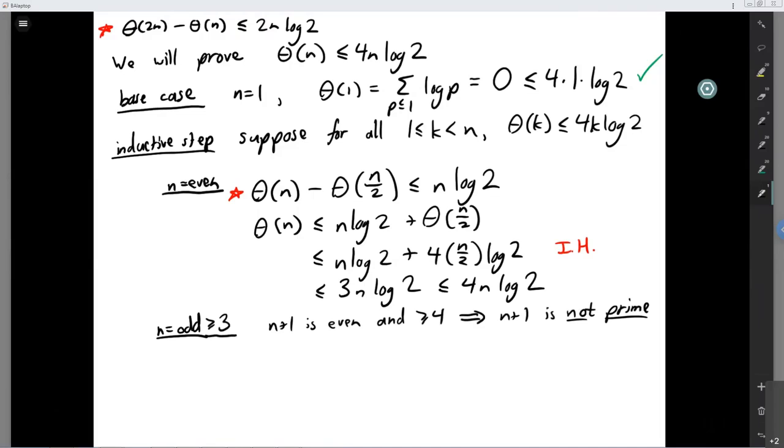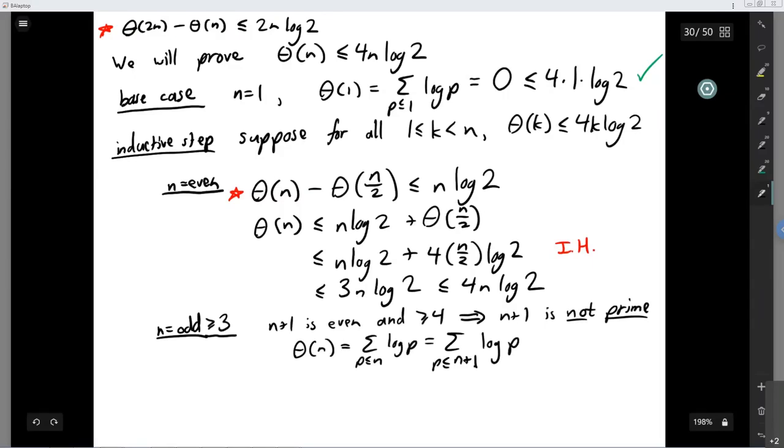Why is this important? Well, this is important because theta of n, which is the sum over p less than or equal to n of log p, is actually the same as the sum of p less than or equal to n plus 1 of log p, which equals theta of n plus 1. So this works out because the only difference between these two sums is possibly the n plus 1 term. But n plus 1 is not a prime number, and this is a sum of only primes. So really, we haven't changed the sum at all.